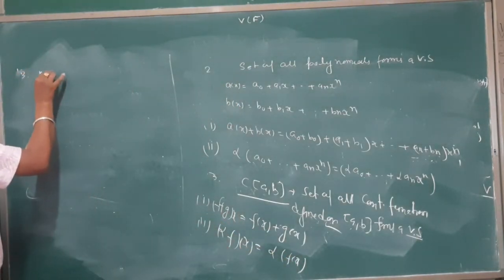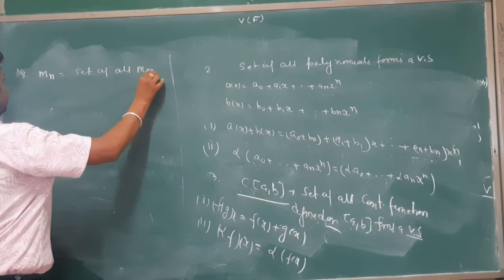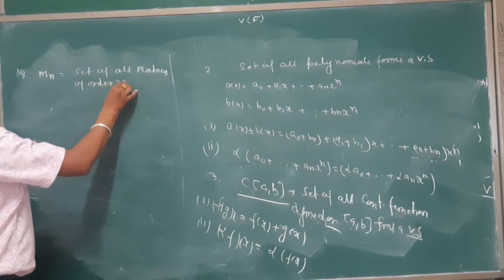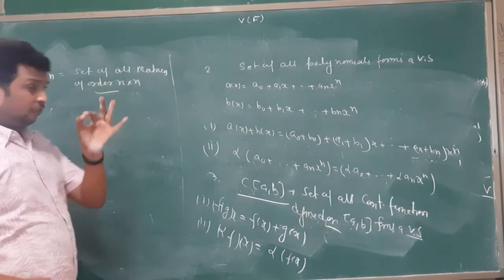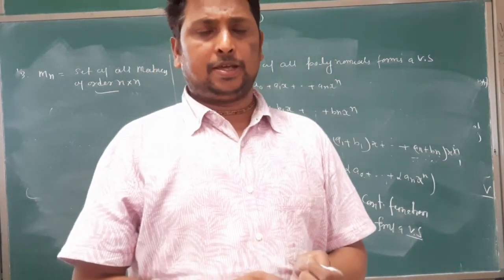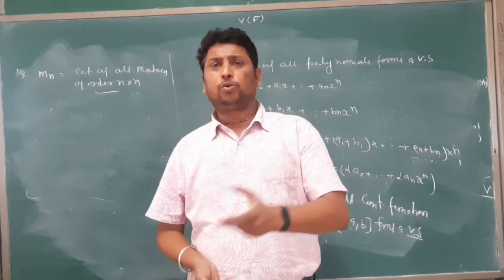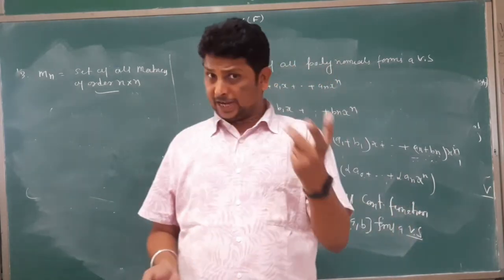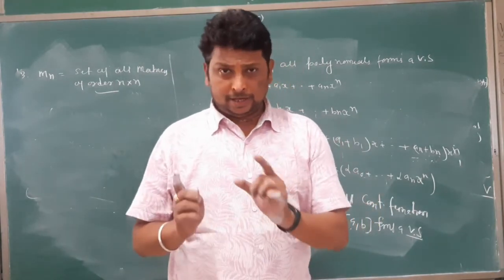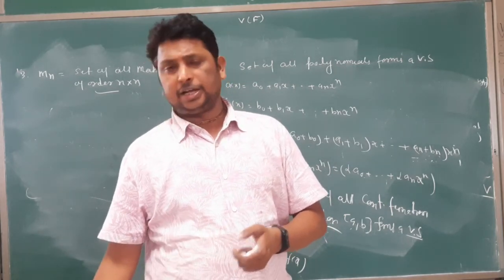Third, Mn, the set of all matrices of order n cross n, forms a vector space with respect to addition of matrices and scalar multiplication of matrices. Okay, so these are the examples which form vector spaces. Try to do it by yourself. If any problem is there, feel free to ask me. In the next lecture, I will explain a different concept which is called subspace. That's very important, and definitely a question will be there.